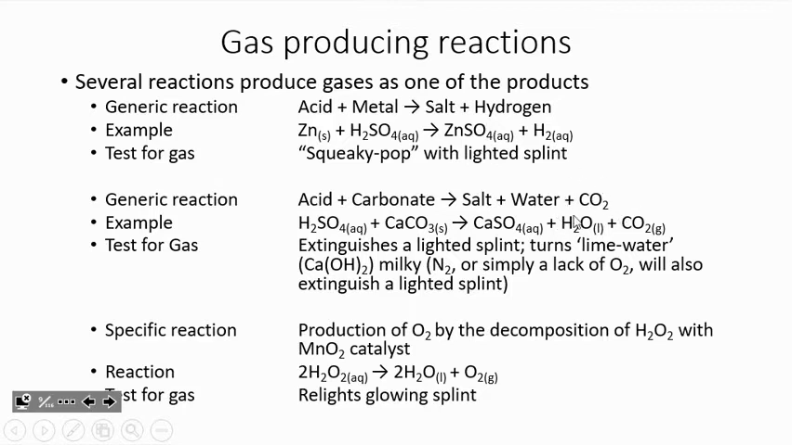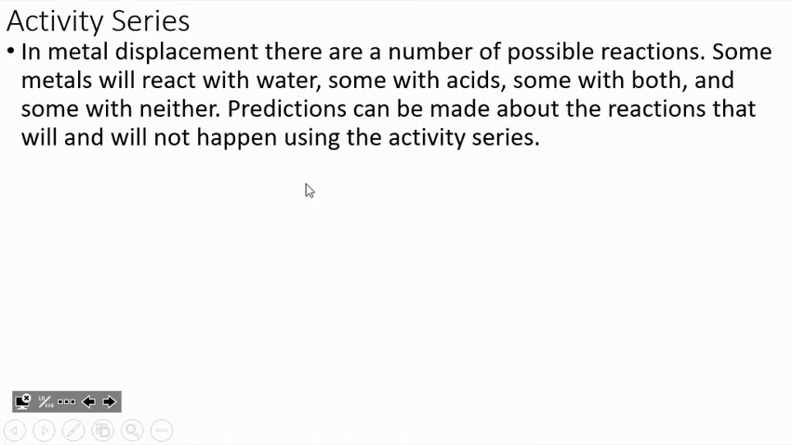CO2 is oftentimes one of the things that they put in fire extinguishers because it does extinguish fire. Production of oxygen then by the decomp of hydrogen peroxide. So that's going to relight, the oxygen will actually relight a glowing splint. So the splint has to be glowing in order for that to happen.